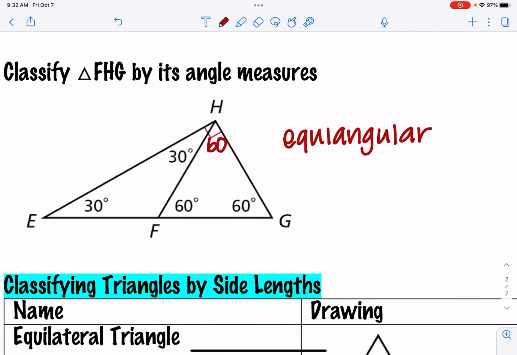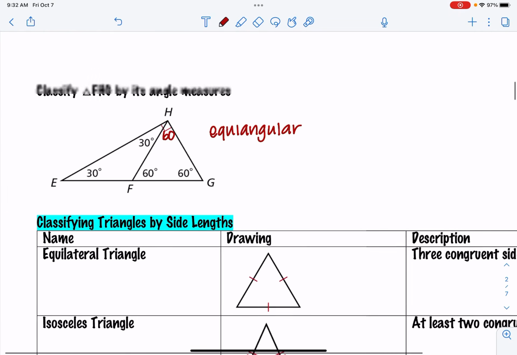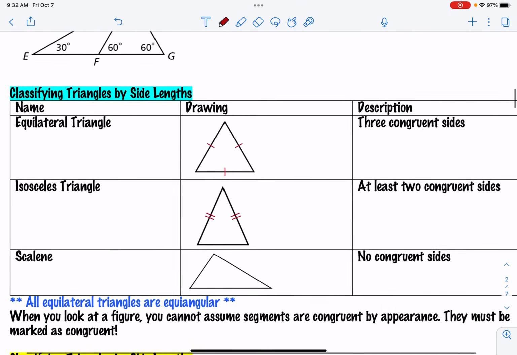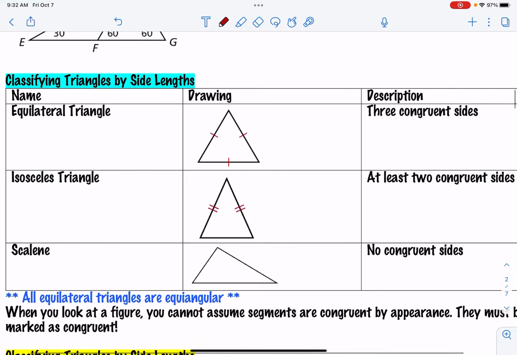So now that you know how to classify triangles by their angles, now we're going to learn how to classify triangles by their side lengths. You're going to be asked to do both of these at some point. So there's only 3 options for this one. You have an equilateral triangle, which means all 3 sides are congruent. An isosceles triangle is where at least 2 sides are congruent. And then a scalene triangle means no sides are congruent.